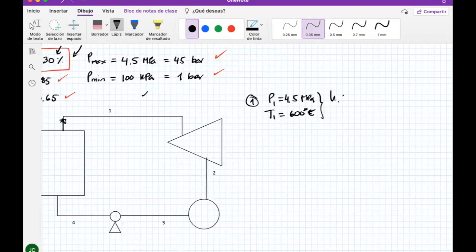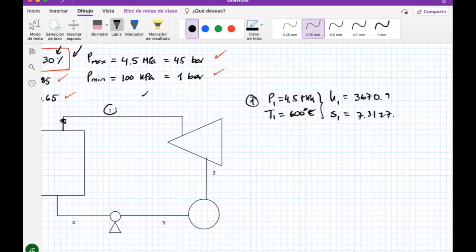So with this data, I will get my enthalpy and my S1. Let me just see where these numbers are, because I already have them here. So H1 is 3,670.9, and S1 is around 7.3127. Okay, so that's about it.